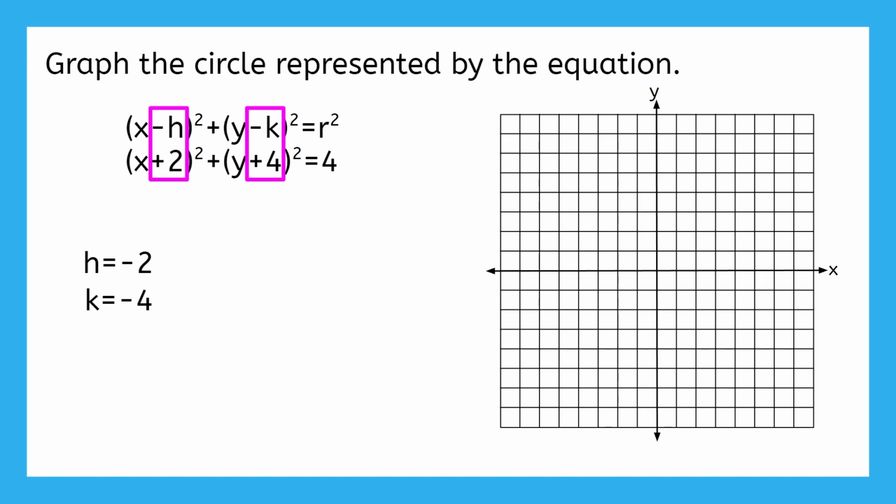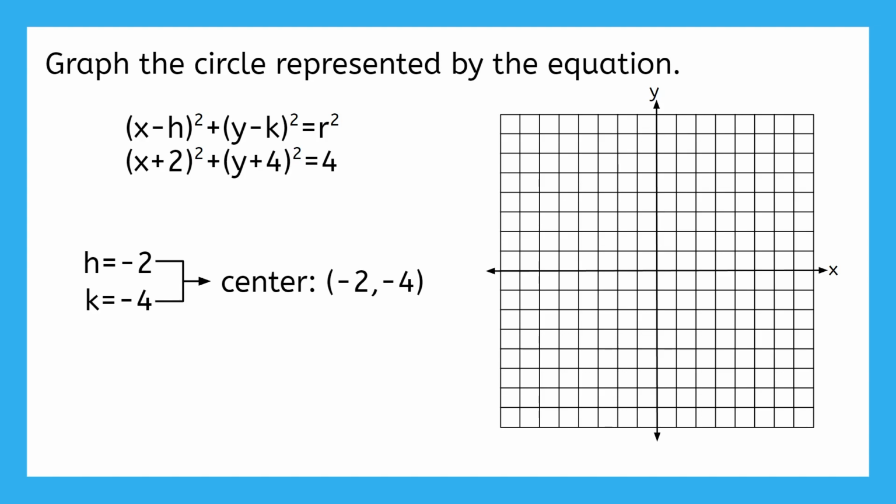Since adding is the same as subtracting a negative, we can rewrite this equation as x minus negative 2 squared plus y minus negative 4 squared equals 4. Always double check that your h and k values are what is being subtracted from x and y. Now that we have h and k, what is the center for this circle? Since the center is h comma k, that will be negative 2 comma negative 4. There's one more thing that we need. What's r, the radius for our circle?